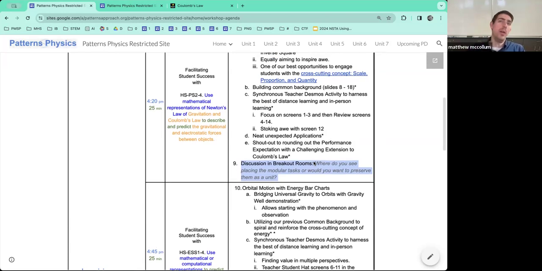Of course, you've only seen one. There are 2 more to come as we are presenting here. We are going to have a 5-minute breakout room, and then they should automatically close right at the end of the time, and we'll see you back here after about 5 minutes. All right. So again, the task is: where do you see placing the modular tasks, or would you rather preserve them as a full unit?